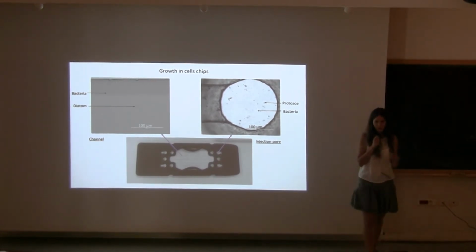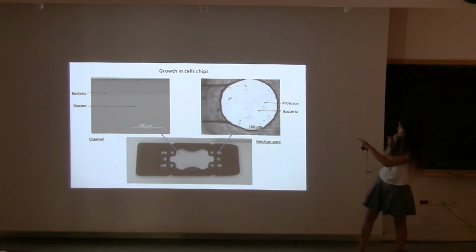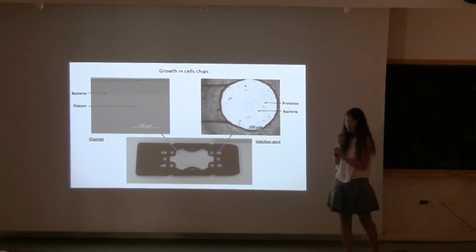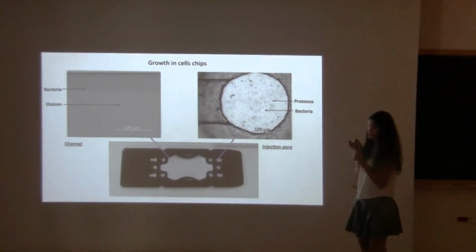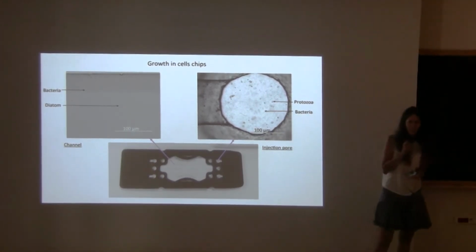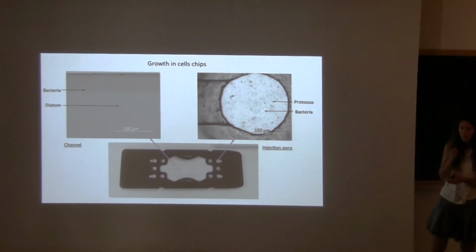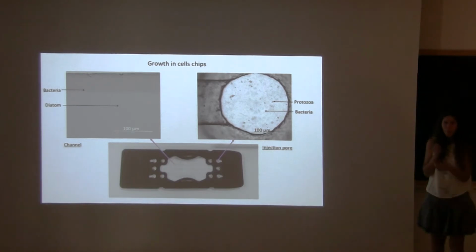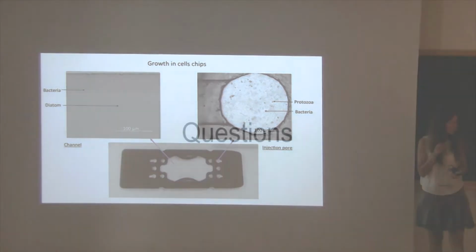Different sizes of organisms, so protozoa, for example, and bacteria. Whereas in the channels, since the channels are very thin, we didn't have the biggest organisms. So here we just have the bacteria and also a diatom that was here. And so this shows that this method is capable of discriminating organisms depending on their size.